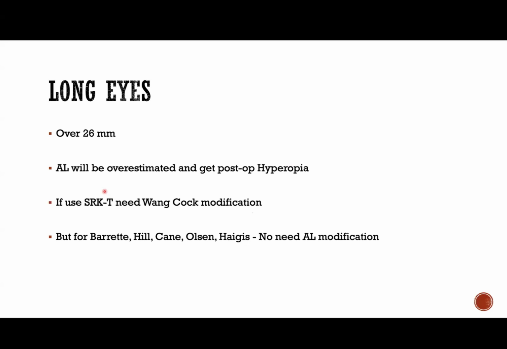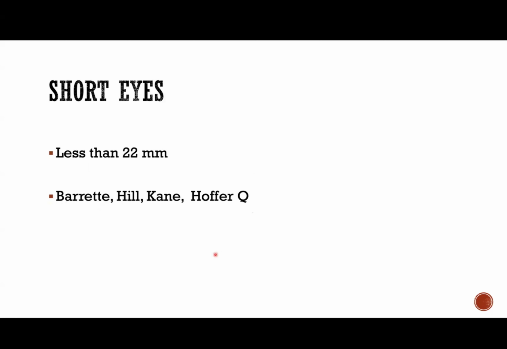Especially for long eyes, remember, if you use SRK/T, don't use the axial length given by the optical biometry. You need to use the Wang-Koch modification. Otherwise, you can use modern formulas without modification. And for short eyes, they recommend the Barrett Universal 2, or you cannot use SRK/T; you can use Hoffer Q or other formulas.